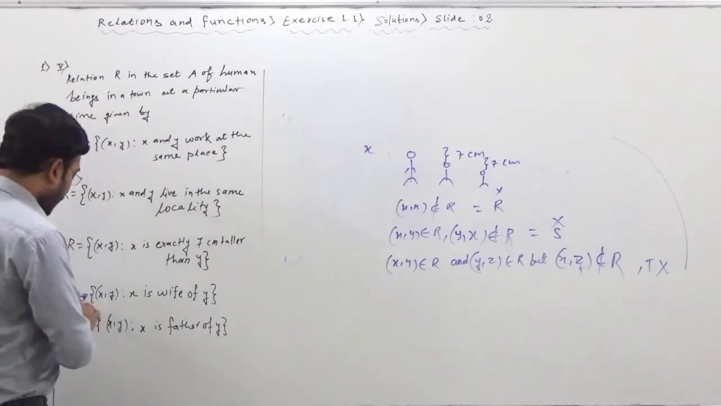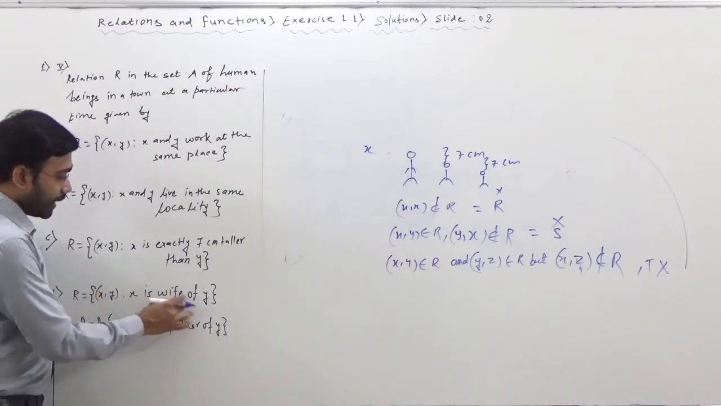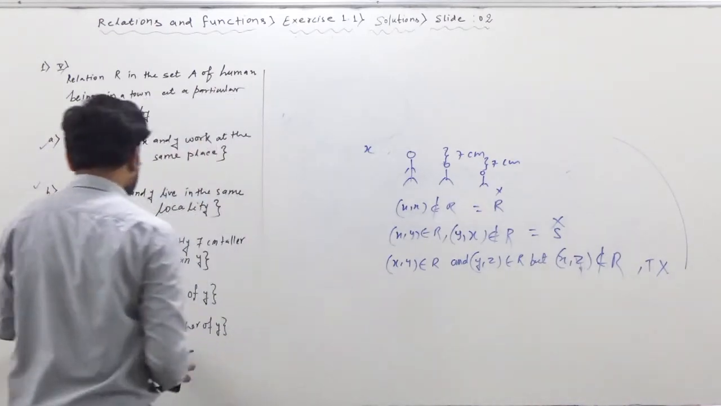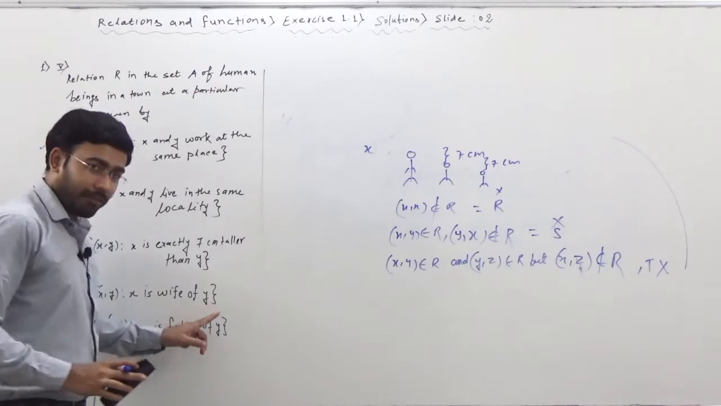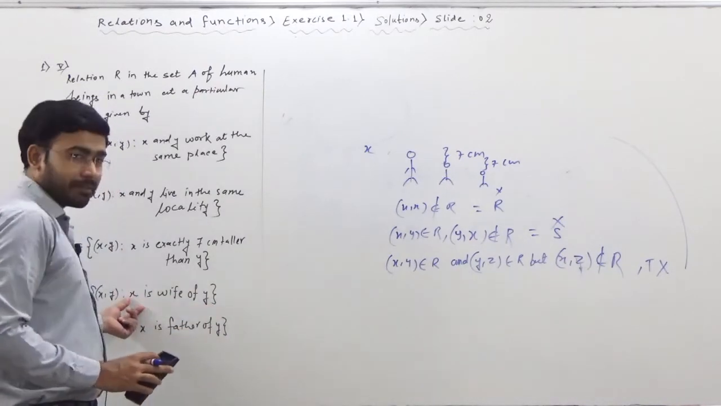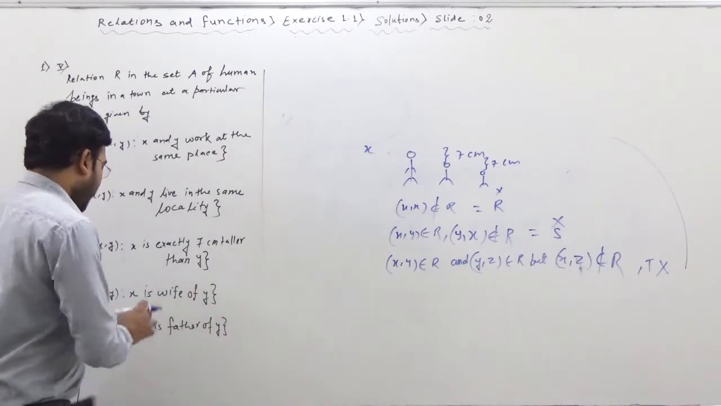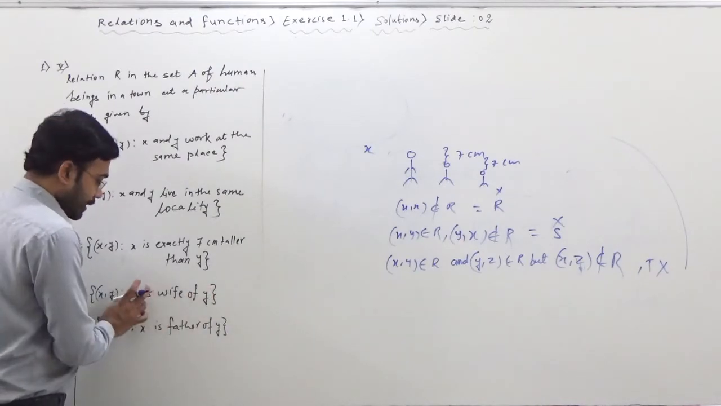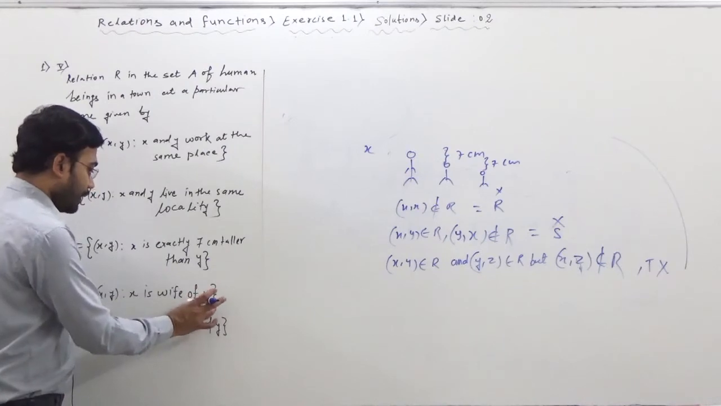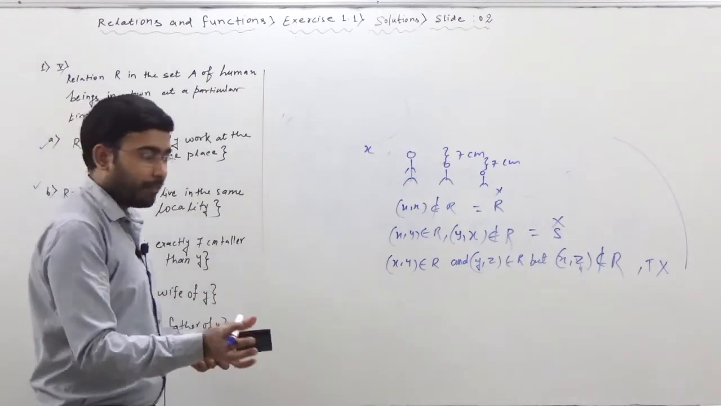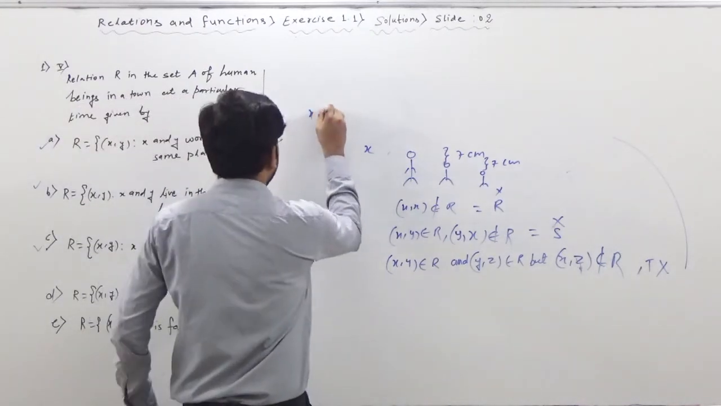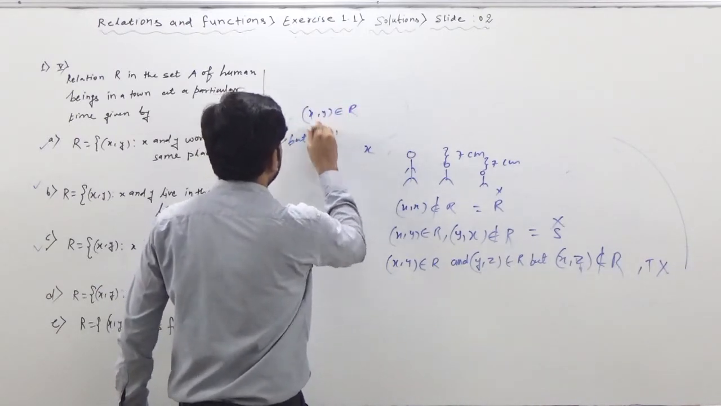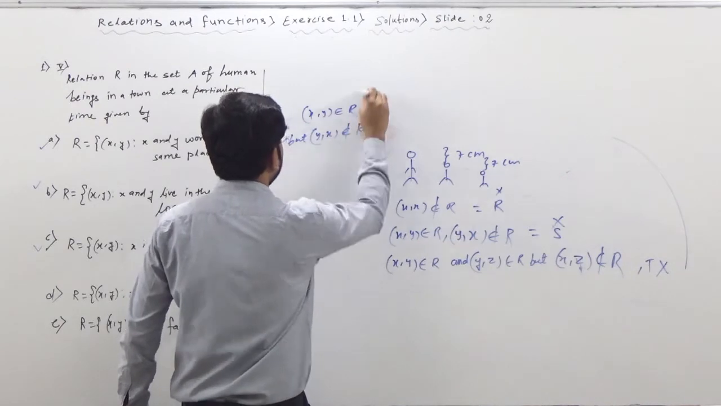Now the fourth one, R is equal to x comma y, x is wife of y. Okay, so if x is wife of y, then y is what? Husband. See, wife, husband. So husband cannot be wife of anyone, so x comma y will belong to R, but can you tell me y comma x also will belong to R? This is highly impossible.